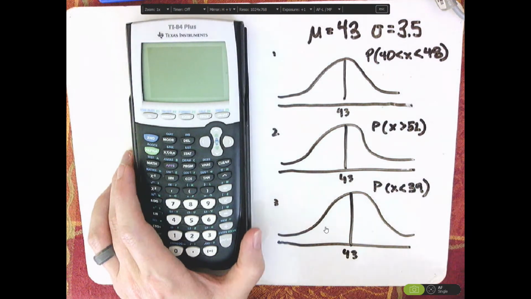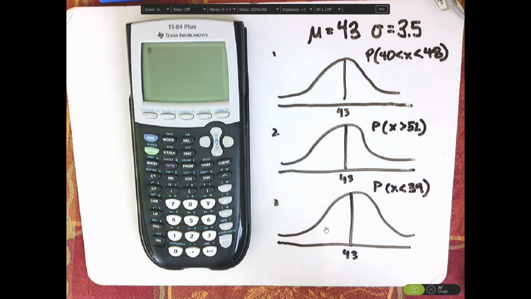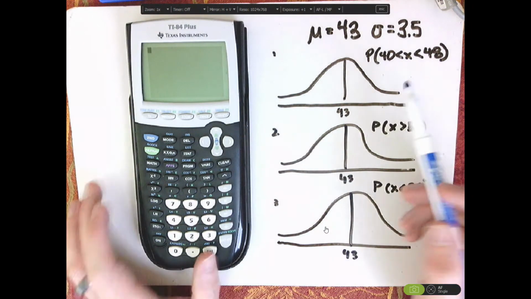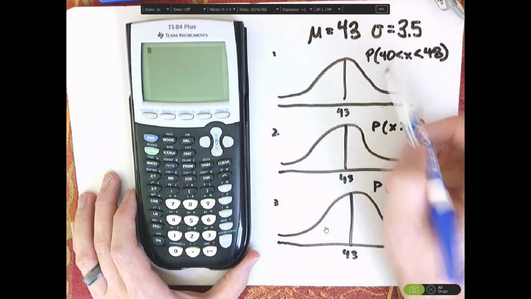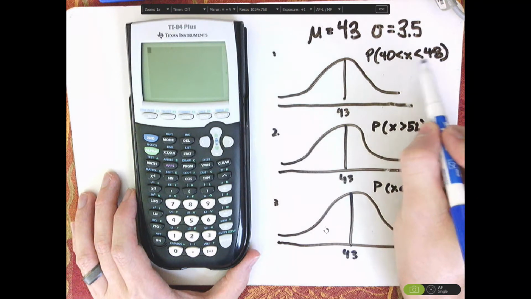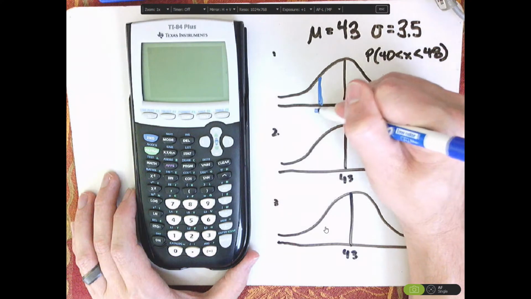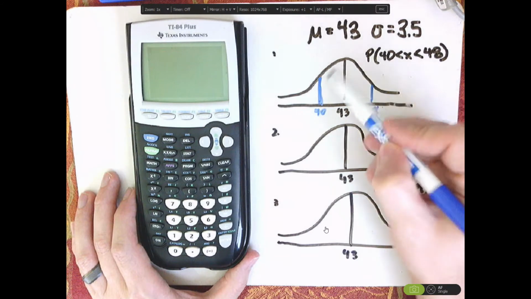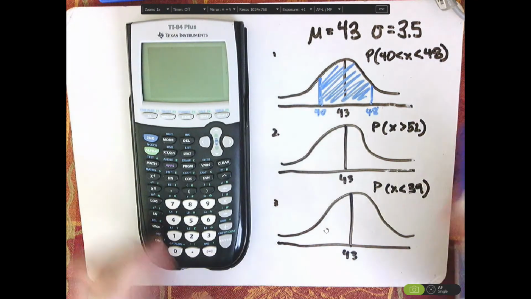what we're going to be doing today is learning how to use the calculator, and we're going to look at how to do these normal distributions and find the probability between these or of these inequalities. So if I look at this one, this is 40 less than x less than 48. Let me draw that out. So that's 40, this is 48, and we're looking for this probability. So let me show you how to do that on the calculator.